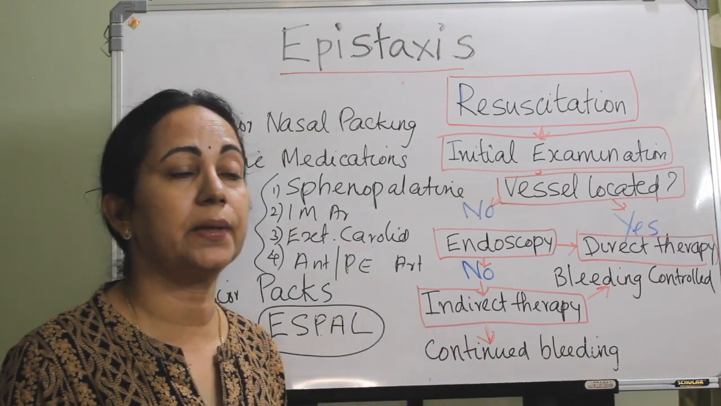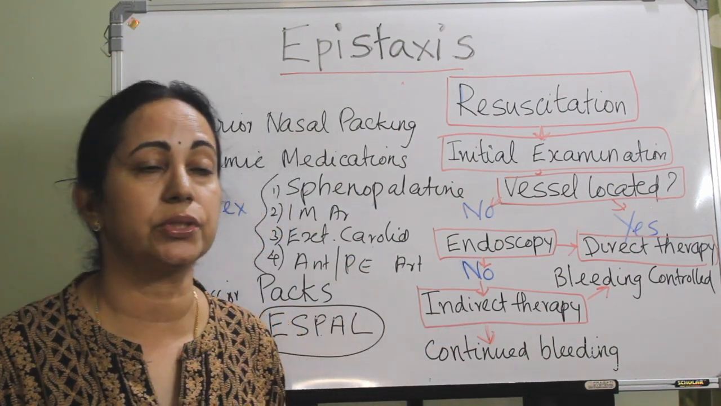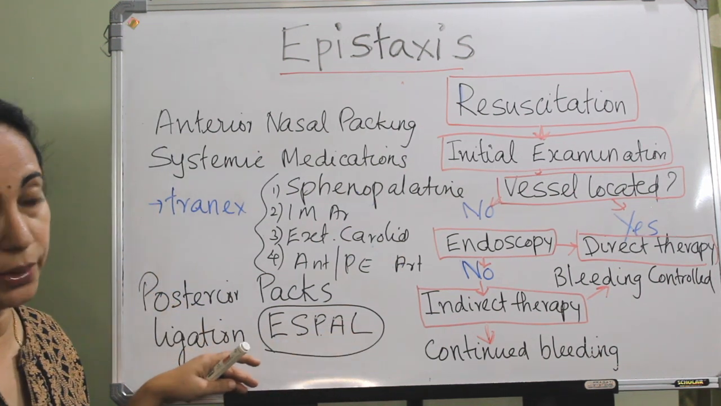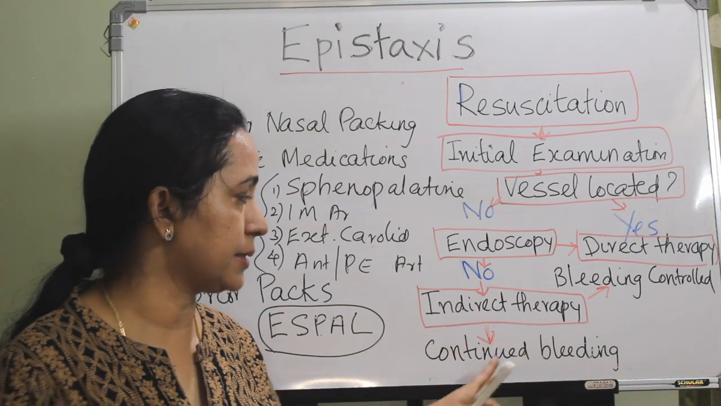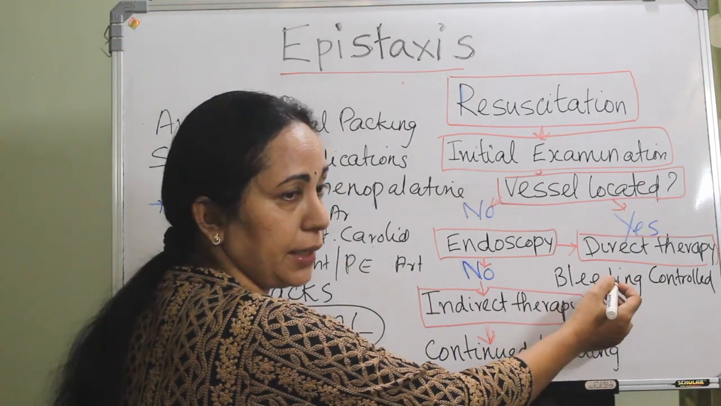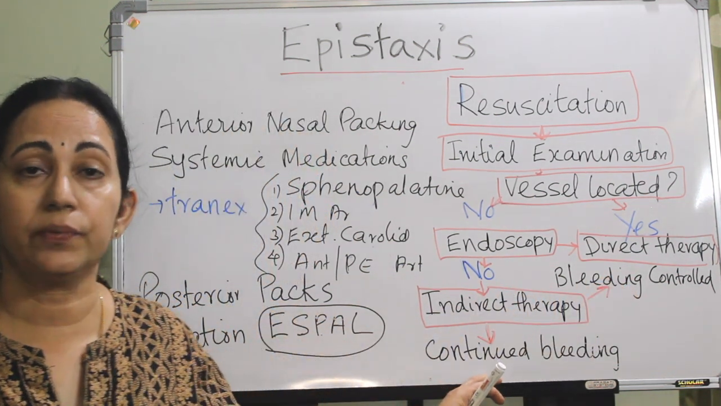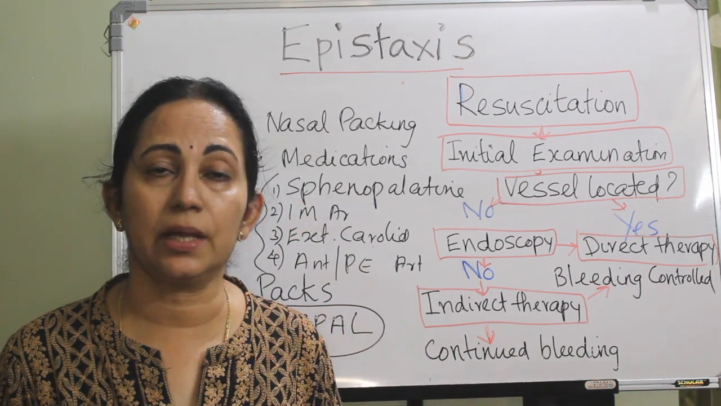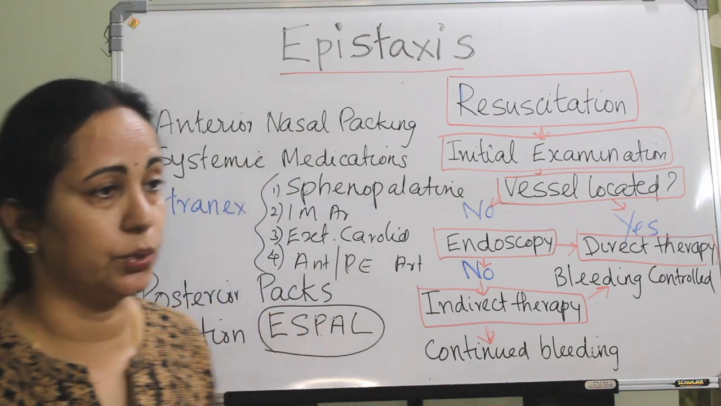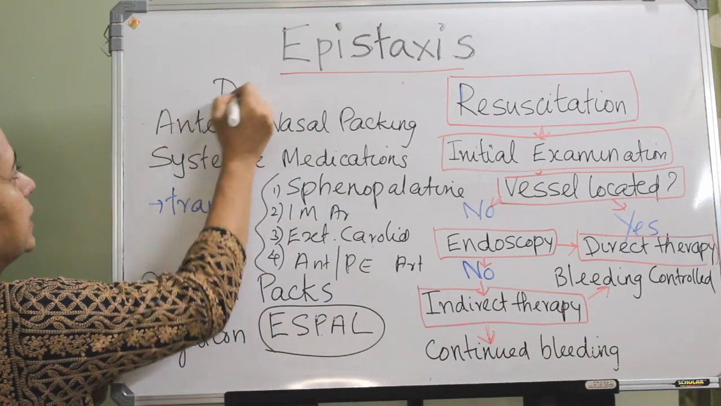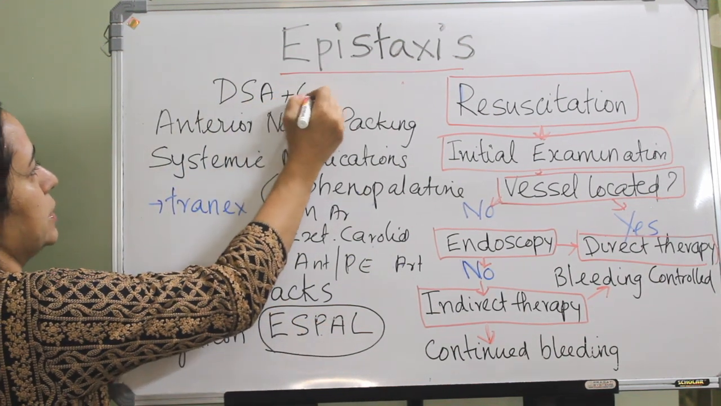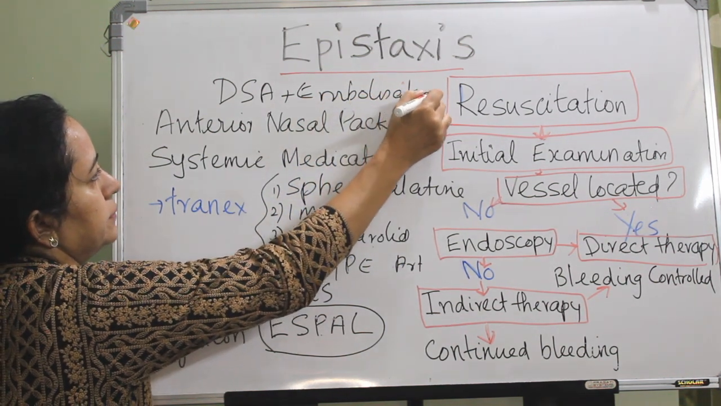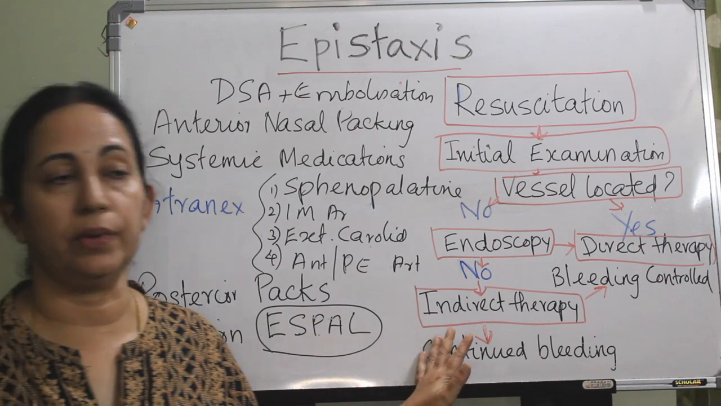So under indirect therapy comes packing, either anterior or posterior nasal packing depending upon the site of bleeding, and also arterial ligation. After indirect therapy, either the bleeding is controlled or it continues. If it continues, you have to go with embolization under digital subtraction angiography. Okay, so digital subtraction angiography plus embolization. It's the ultimate. So this is the flow chart of management of epistaxis.